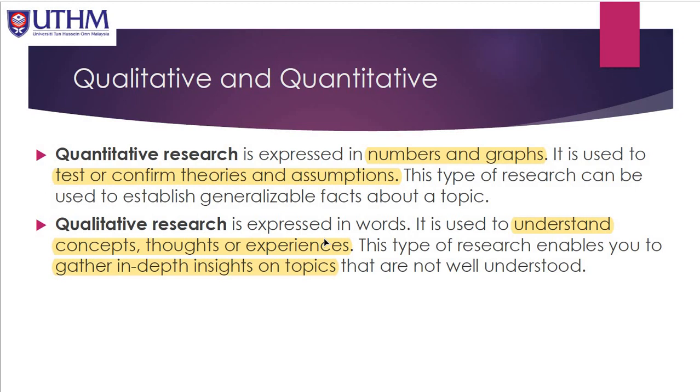So you have two types. One is where you express things in graphs, you can see the graphs and the numbers, and they use the result to confirm the theory. And the other one, qualitative, means they explain it in concept, explained in text normally.